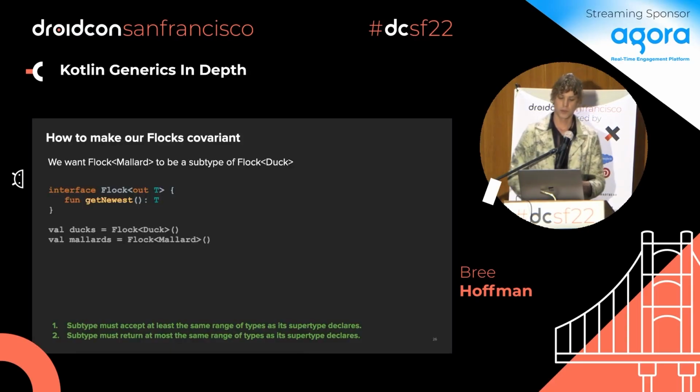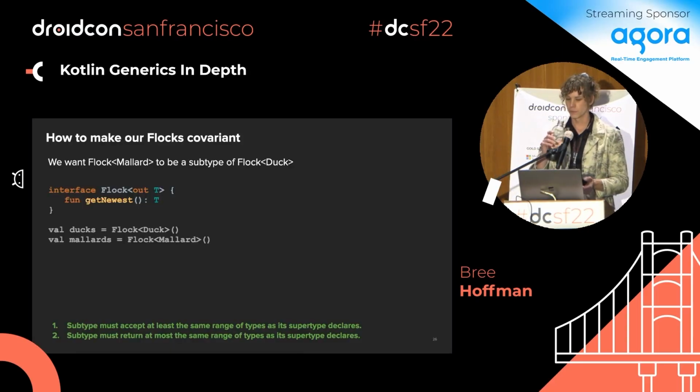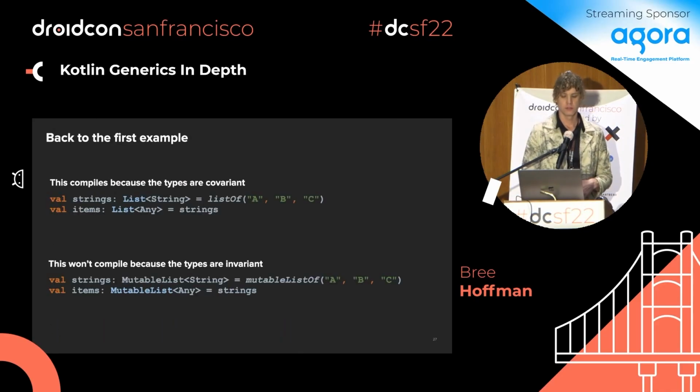So if we wanted to make that flock covariant, we would use the out annotation. And in this way, both of the subtype, supertype rules would be satisfied. We could interact with this flock of mallards as though it's a flock of ducks. So if we go back to the first example, hopefully it makes a bit more sense as to why you can't interact with that list of strings as though it's a subtype of a list of any. The mutable list of strings is invariant, and therefore there's no subtype, supertype relationship, and we can't do this kind of substitution safely.